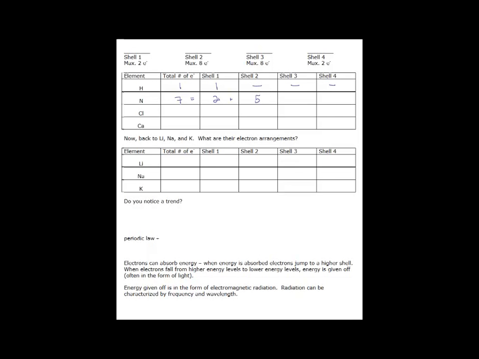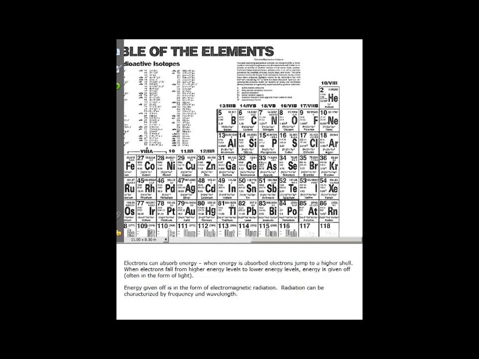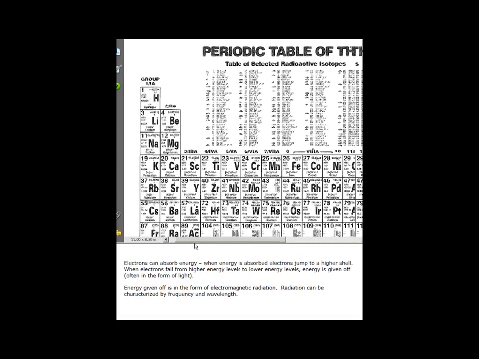Chlorine has an atomic number of 17. So in order to come up with the arrangement of electrons, I have to fill the shells, the lowest ones first, so 2, and I have to fill them to capacity. So shell 2 has a max of 8. So I've parked 10 electrons for chlorine. That means I have 7 remaining, and those go in shell 3, and none in shell 4. And then calcium has an atomic number of 20.